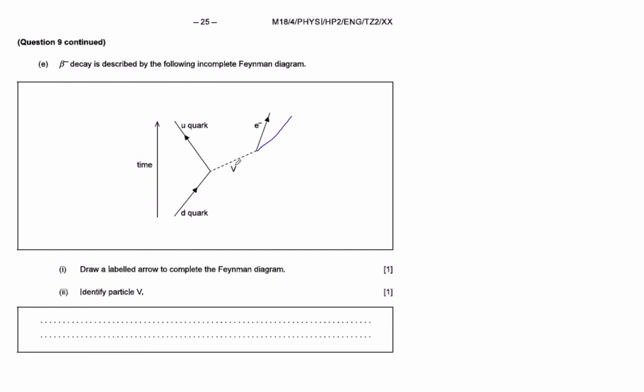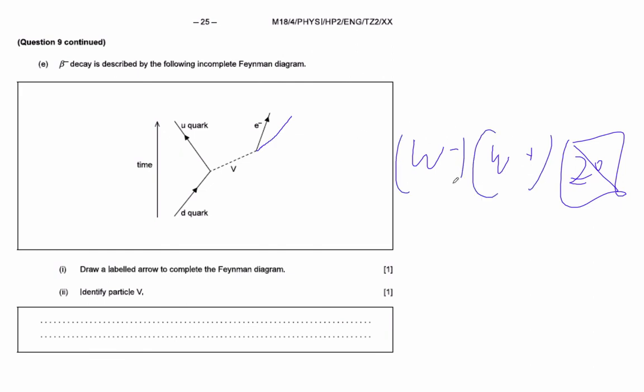And then identify that particle. Well, it's either W minus, W plus, or Z zero. If it's uncharged, and this is charged, if it's a positive charge on that branch, then it would be this, but you would pick this one because it's a negative.